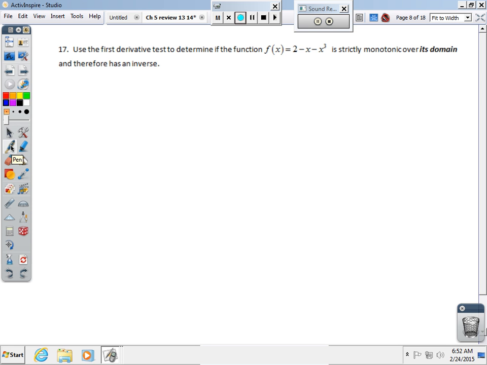Okay, use the first derivative test to show that this function is strictly monotonic, which means it's increasing or decreasing over its domain. And if it is increasing or decreasing over its entire domain, then it has an inverse.